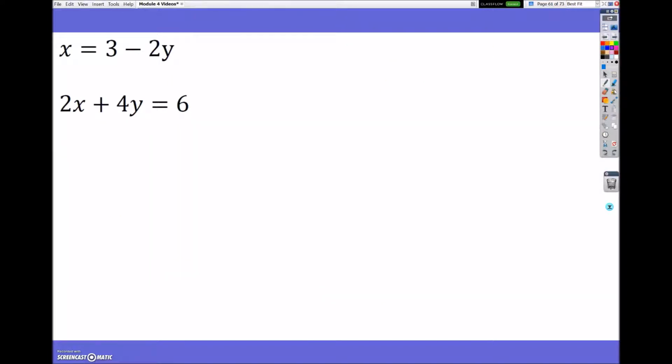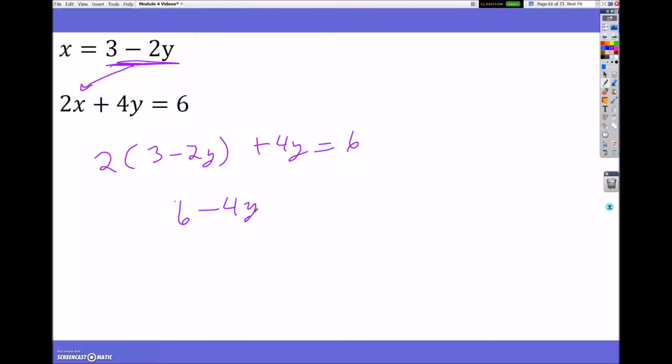I already have a variable isolated, so I would recommend solving this with substitution. So every time I see an x, I'm going to substitute 3 minus 2y. So that's going to be 2 times the quantity of 3 minus 2y plus 4y is equal to 6. This will give me 6 minus 4y plus 4y is equal to 6. My y's are going to cancel, and I'm left with 6 equals 6. This is a true statement.